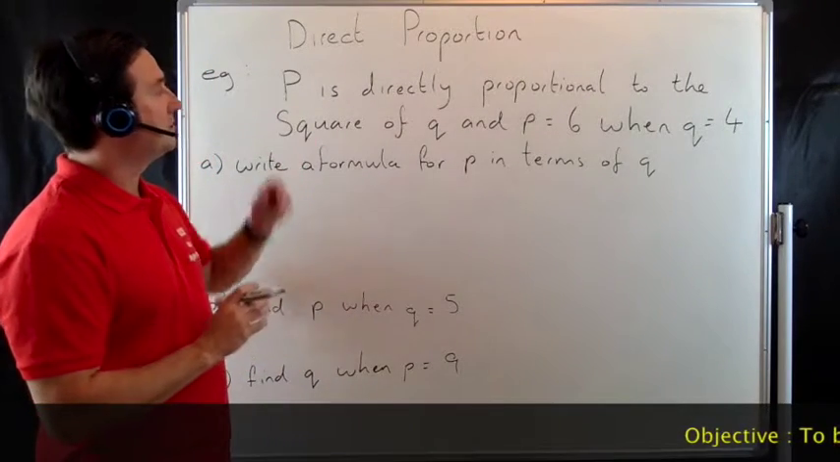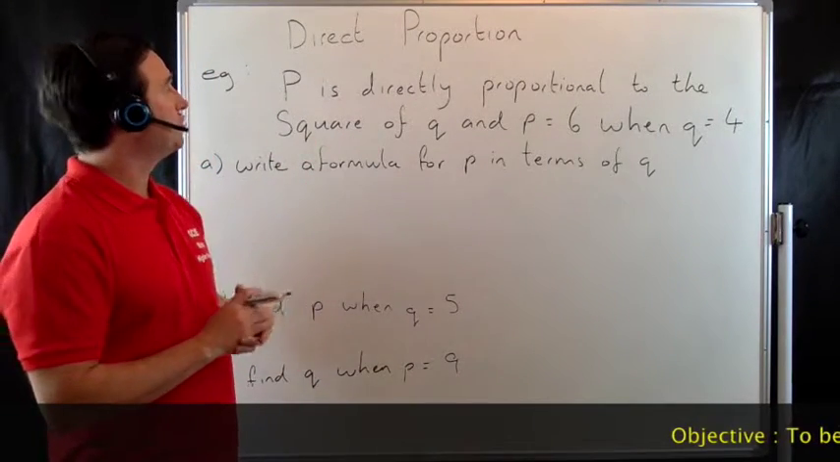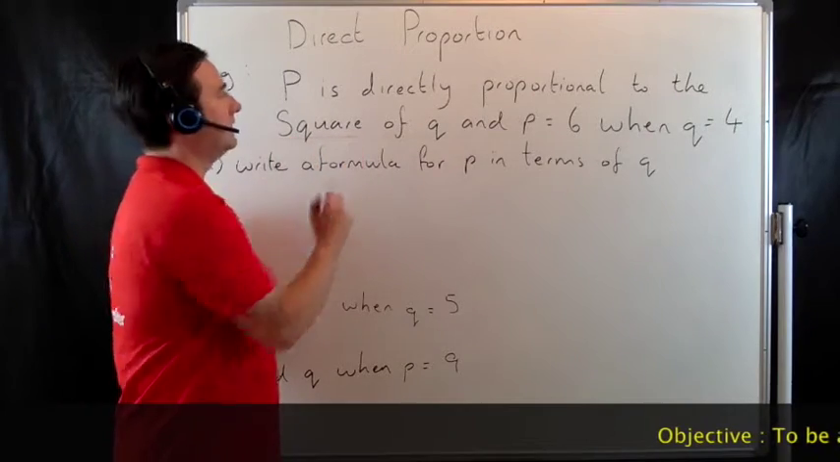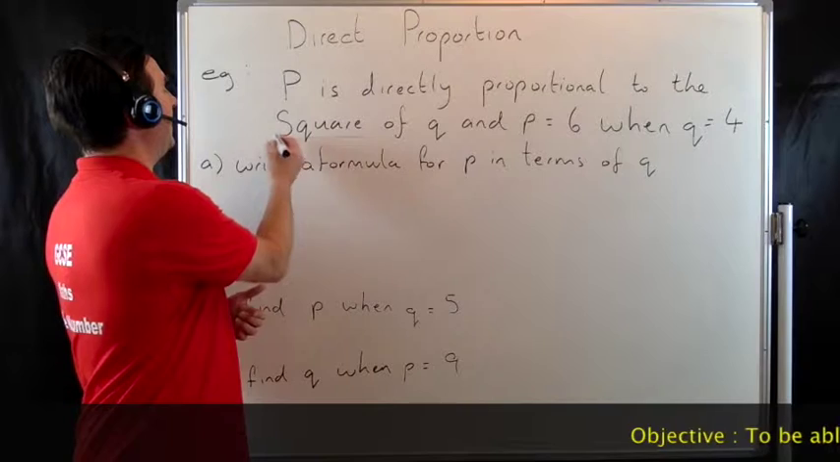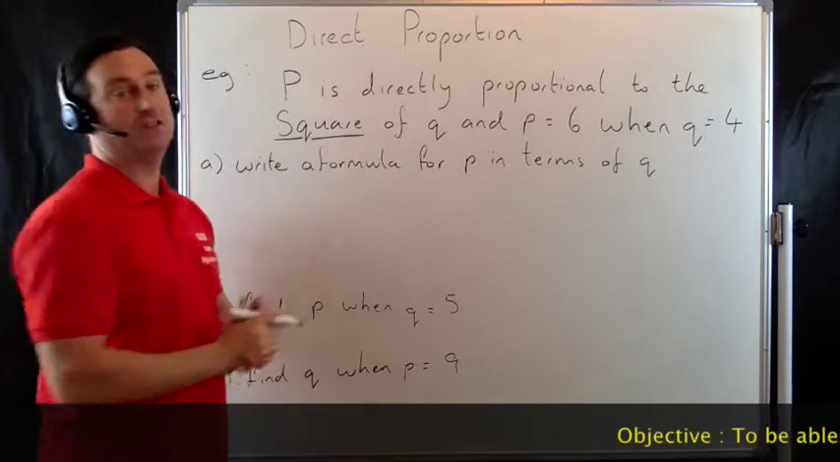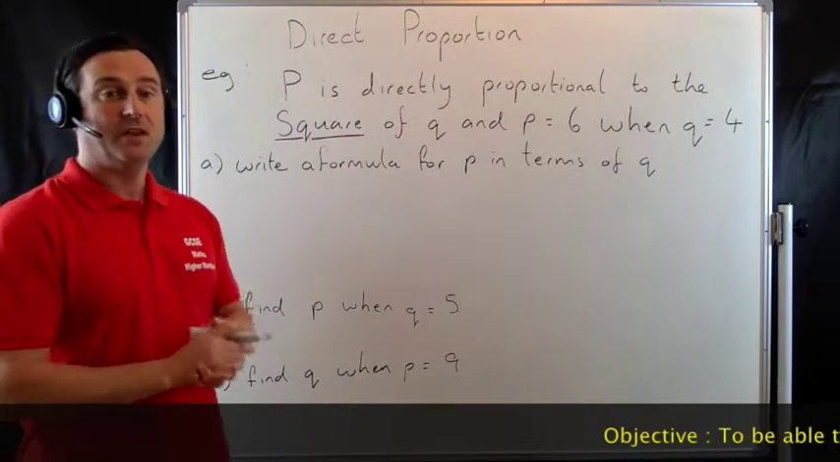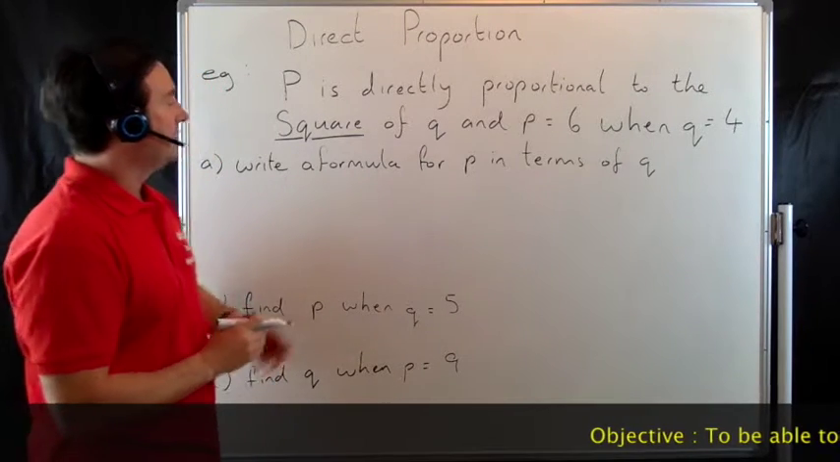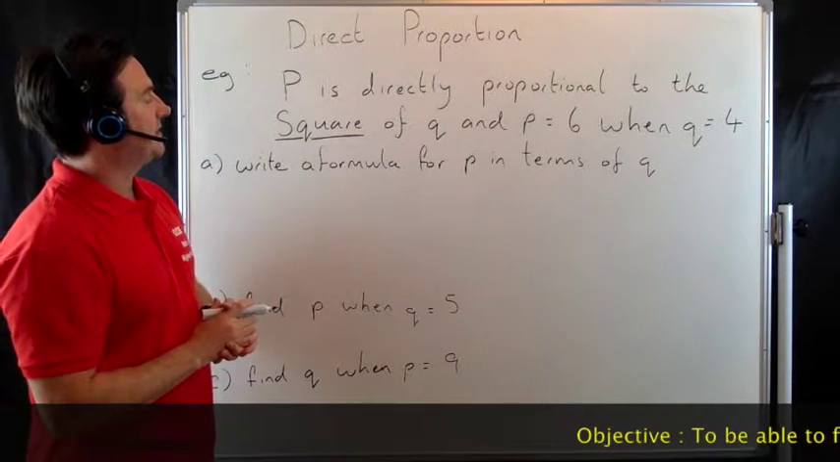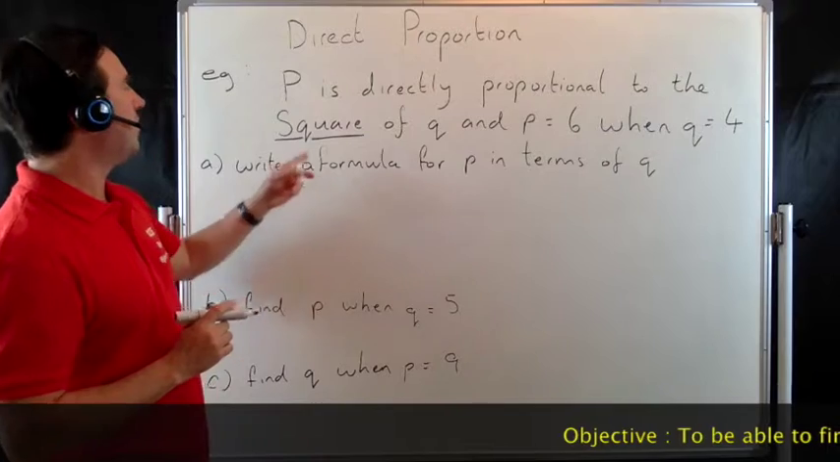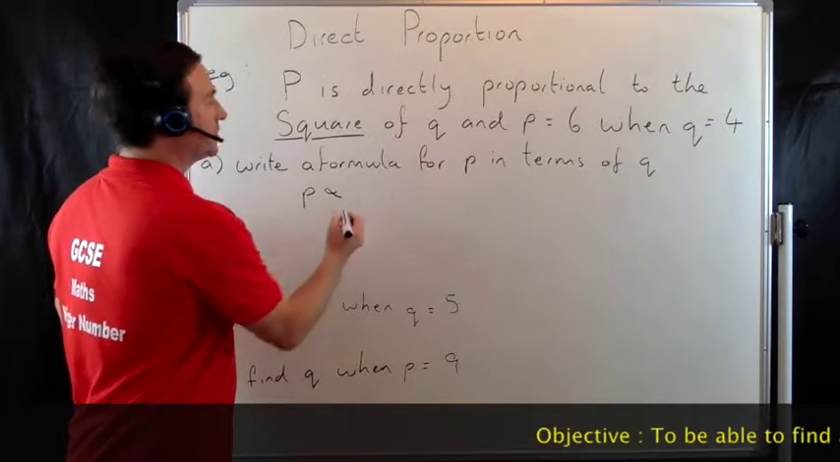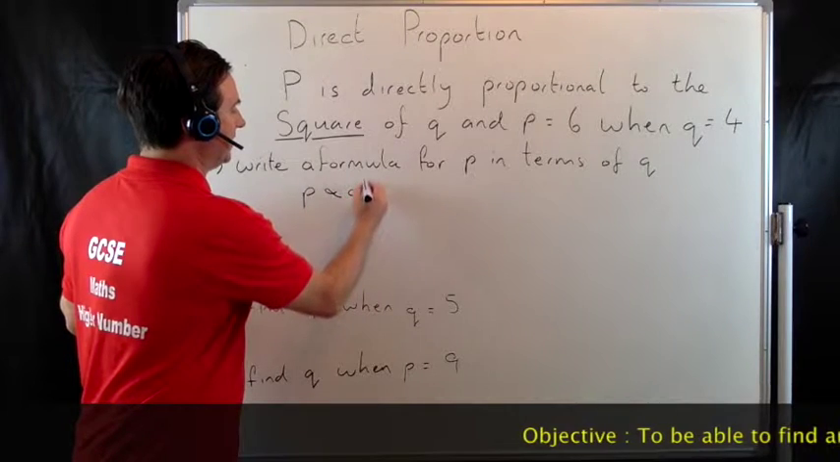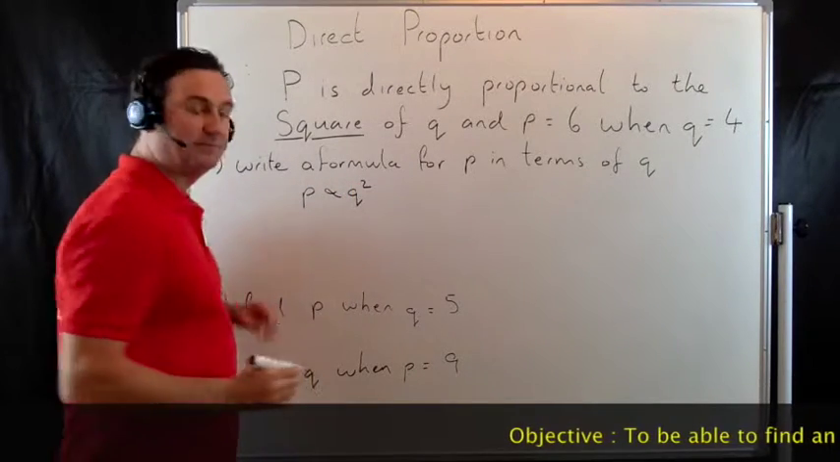Now the first thing to notice about this is it says proportional to the square of Q. Please don't forget that. A lot of people miss that out and you will not get any marks for it in a GCSE exam because you haven't done the correct question. So if we write down our proportionality statement now, you've got P is proportional to the square of Q. So we write in there Q squared.